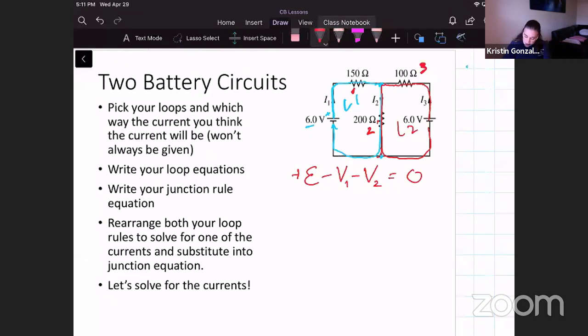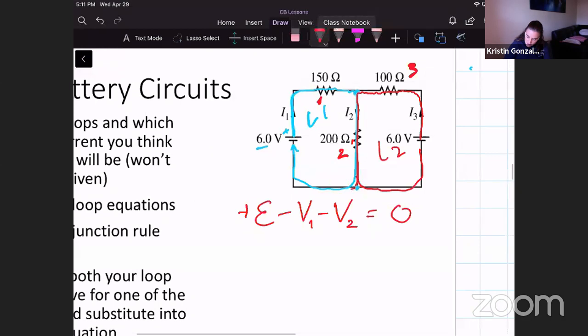So we can then plug in that this is 6 volts minus, well, how would I find what that potential difference drop is across my resistor? We use Ohm's law, and it's the current times the resistance. So if it's not already identified, you want to identify your currents. They're already giving it to us here that the current is up here, down here, up here.